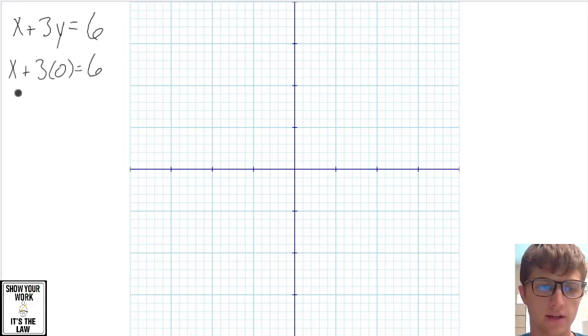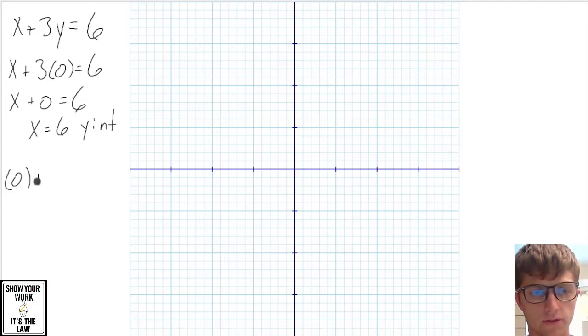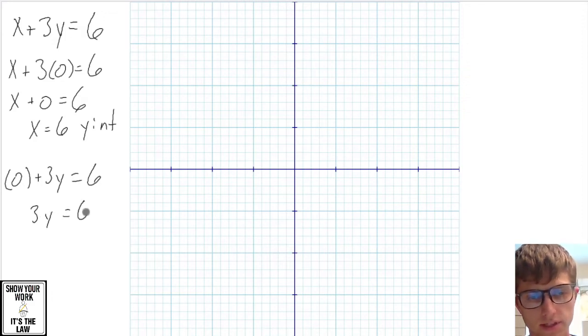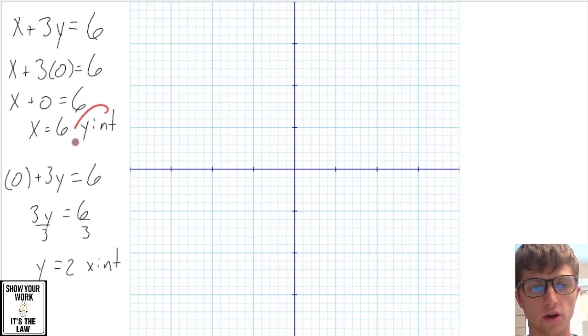Let's solve for x. X plus 0 equals 6. X equals 6, that equals our x-intercept. And then if we want to find our y-intercept, we set x equal to 0. It's 3y equals 6. Get y by itself. Y equals 2 is our y-intercept. So this tells us that we cross our x-axis at x equals 6.